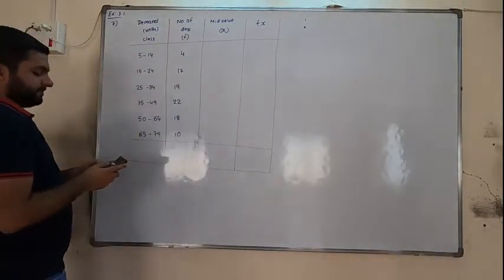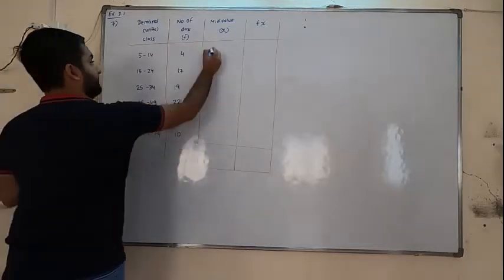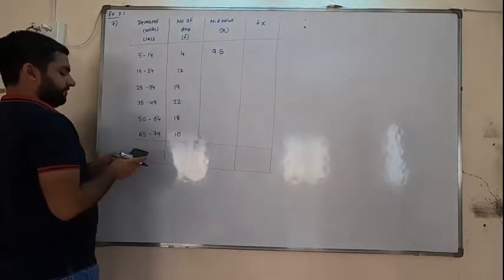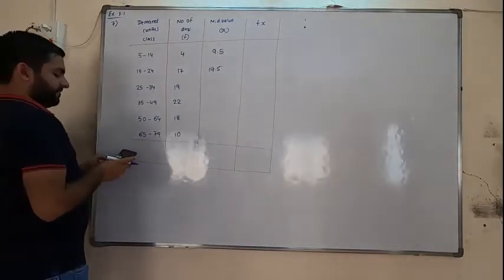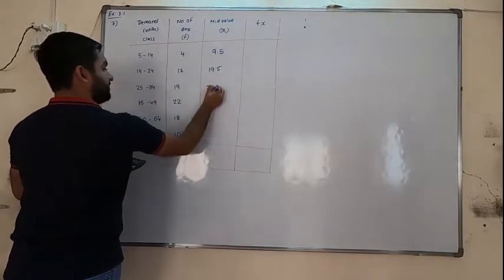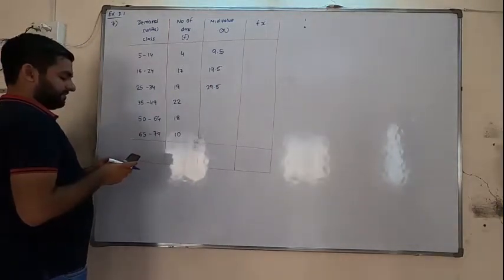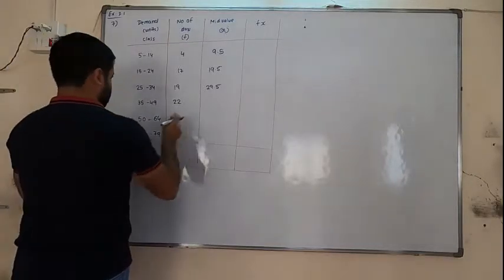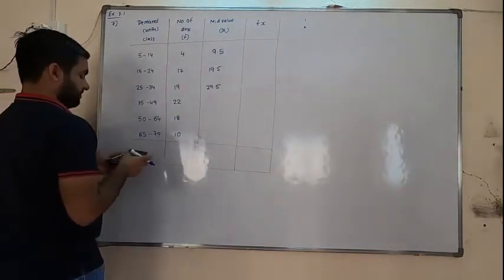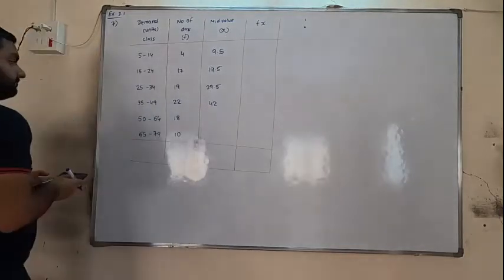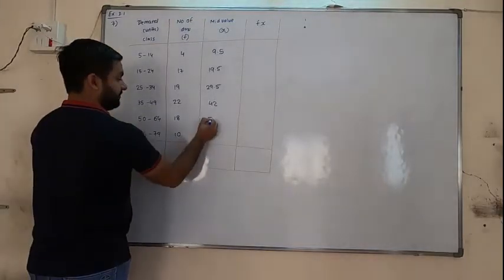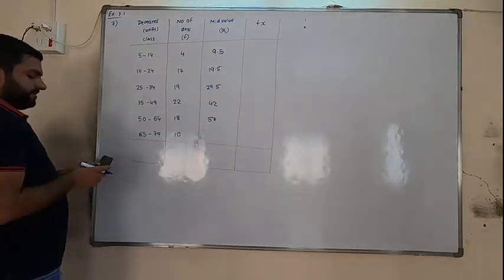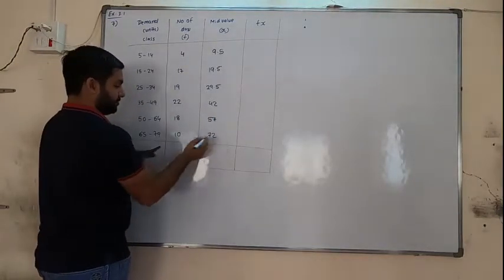Okay, 5 plus 14 by 2 is 9.5. 15 plus 24 by 2 is 19.5. 25 plus 34 by 2 is 29.5. 35 plus 49 by 2 is 42. 50 plus 64 by 2 is 57. 65 plus 79 by 2 is 72.